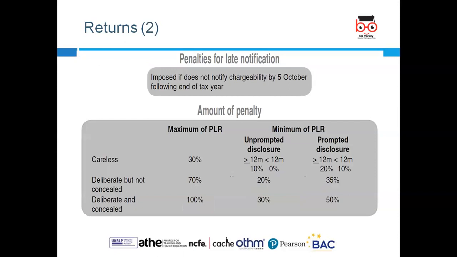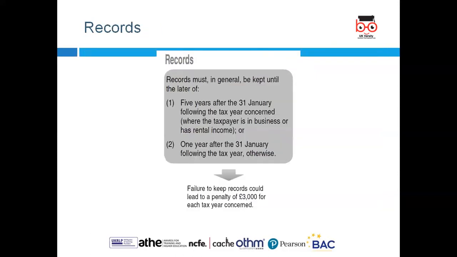Okay, so penalties, of course, carry on. It can be careless, as we just mentioned. It can be unprompted disclosures or prompted disclosures. So that can be deliberate but not concealed, 70%, 20%, 35%; deliberate, 100%, 30% and 50%. These can be the penalty amounts on a return.